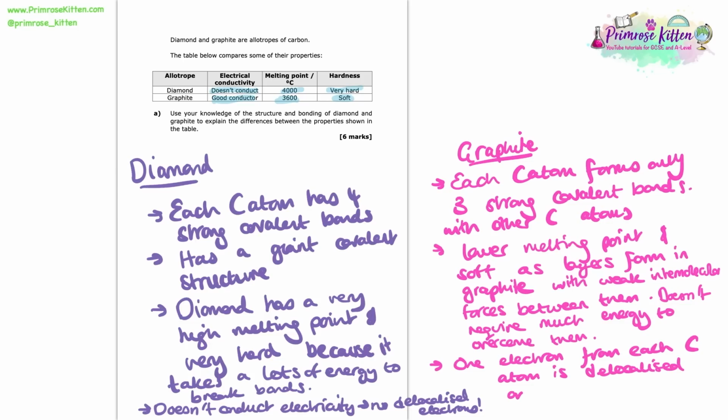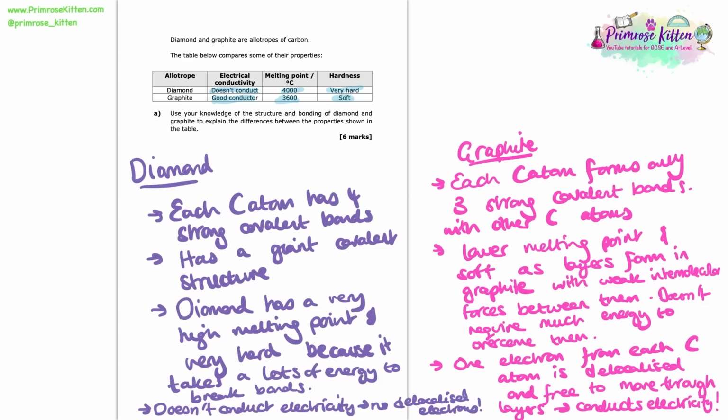And that one that's left is delocalized, which means that it is free to move through the layers that are formed in graphite, and it can carry that charge. And that is what's required for something to conduct electricity. So that is why graphite is a conductor of electricity, because it has a delocalized electron which is free to move through the layers.